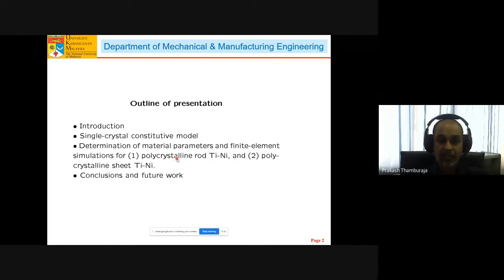And then I will briefly describe where these models are being used. We will perform numerical simulations, basically finite element simulations, to predict the macroscopic response of these materials under varying mechanical loads and thermal loads as well, because as you know, these materials are very sensitive to mechanical and thermal stimuli. And finally, I will conclude and talk a bit about future work.